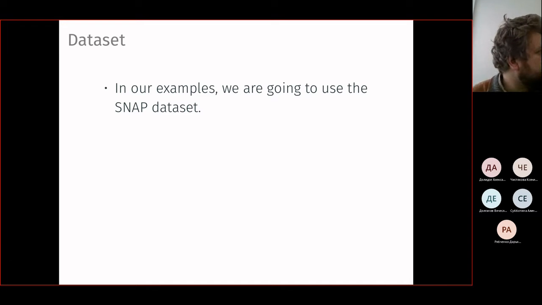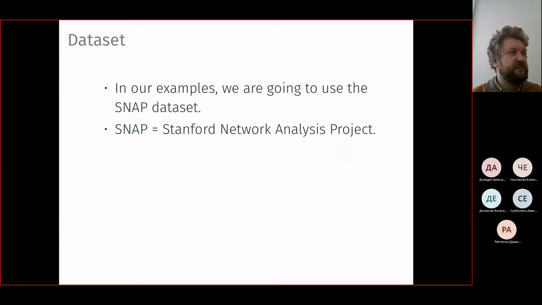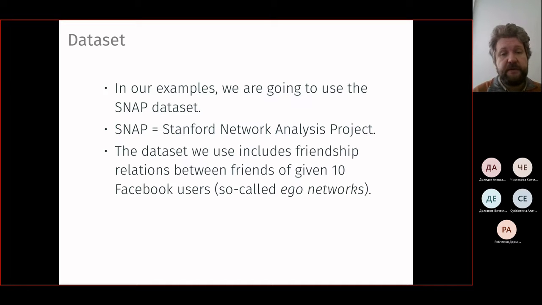In the exercises we're going to discuss, we shall use a real-life data set called SNAP. What is SNAP? It is the Stanford Network Analysis Project. They provide this data. The data set is given just as a text file. It's not so big, so reading it from this file is quite easy.